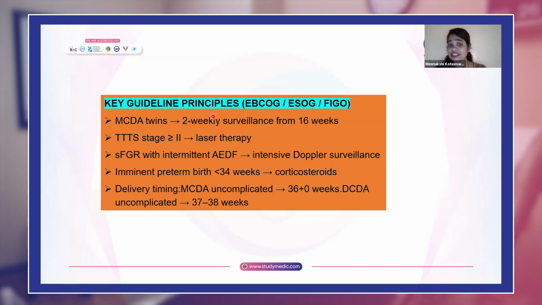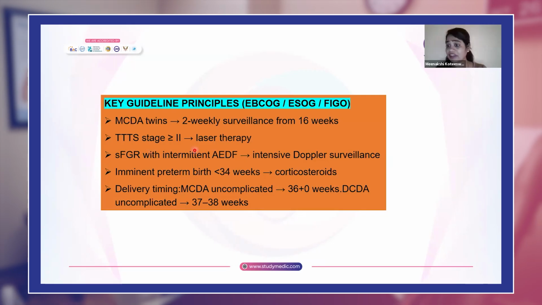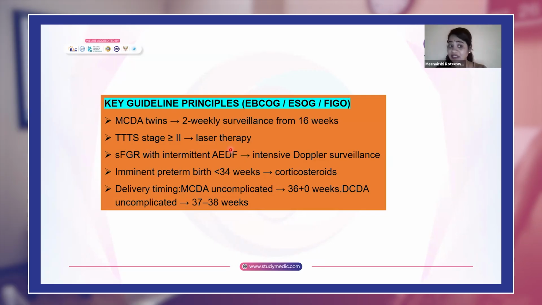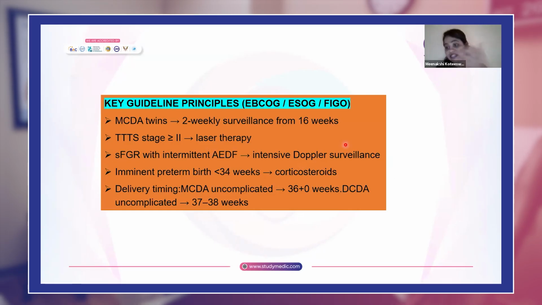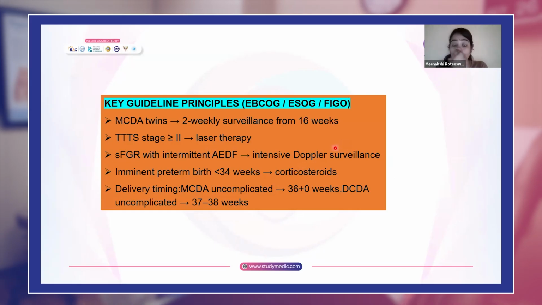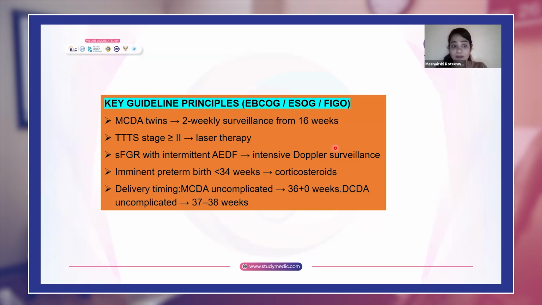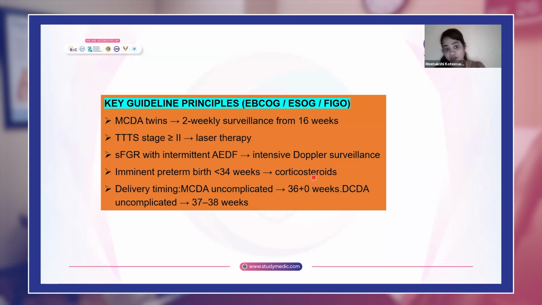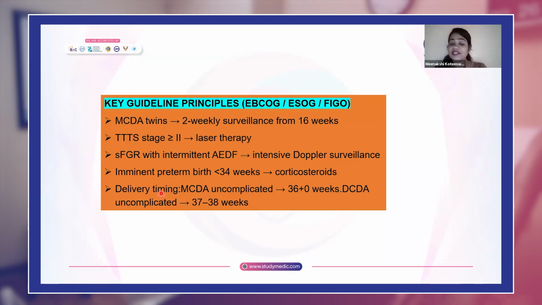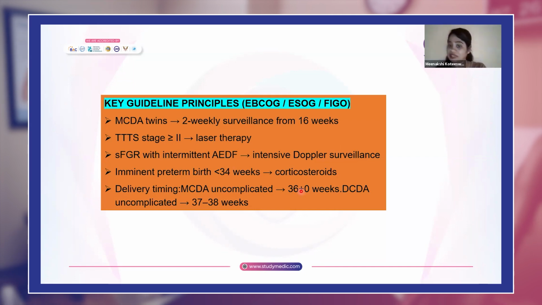So MCDA twins obviously will be doing 2 weekly surveillance. Whenever there is TTTS, which is stage 2 or above, then you go for laser therapy. Whenever there is absent end-diastolic flow, then obviously you'll do intense Doppler surveillance, which is what we were discussing about, where you increase the frequency of the Dopplers. And imminent preterm birth, when it is in less than 34 weeks, you go for corticosteroids. And delivery timing for MCDA, if it's uncomplicated, it's 36 weeks. For DCDA twins, it's going to be after 37 weeks.